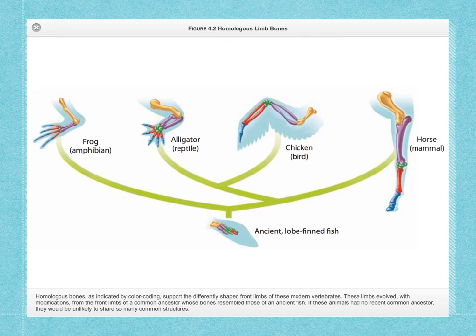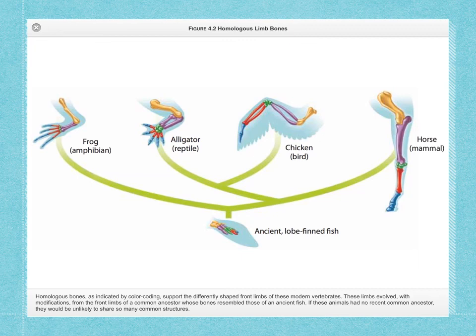So if we look at this picture here of homologous limb bones, this is also in your book. You can see that all four of these modern day species are linked by an ancient lobe fish from long ago that walked up onto land. And we can see the frog, which is an amphibian, really doesn't have too many closely related ancestors compared to the alligator, the chicken, and the horse when it comes to these homologous limbs.